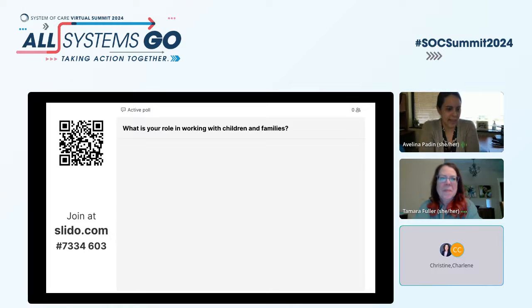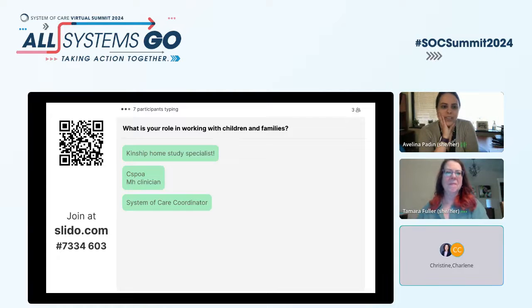So what I will ask is, if you're out there listening, if you can either scan this QR code, or you can go to slido.com and enter the number that you see on your screen. And we want to know a little bit about who's in the room with us. We'd like to know, what is your role in working with children and families, or what is your role in working with systems of care? So go ahead and scan that QR code, or join at slido.com, and you can tell us a little bit about what your role is like, so we can learn who's in our room with us.